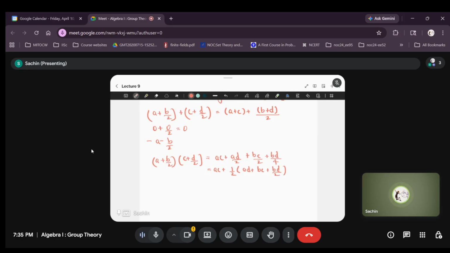Yeah, but BD by 2, we don't know if it's an integer. And if it's not an integer, AD plus BC plus BD by 2 won't be an integer. So if we take a simple example with B equal to D equal to 1 and we set A and C to be 0, that is, if we take the numbers half and half, half is of the form 0 plus 1 by 2, and its product is 1 by 4, and you can never write this as A plus B by 2 for any integers A and B.